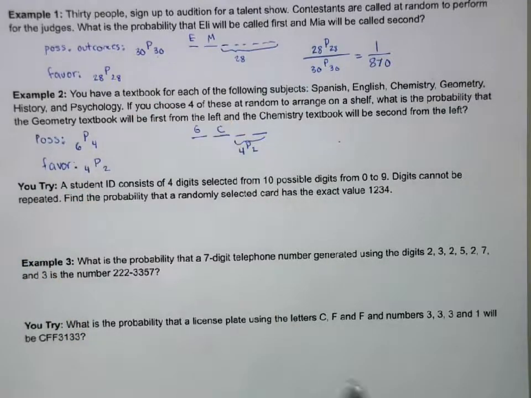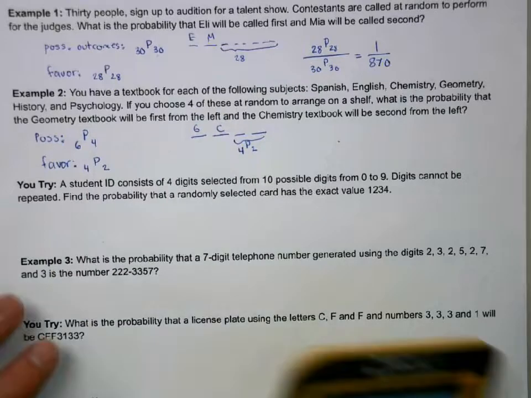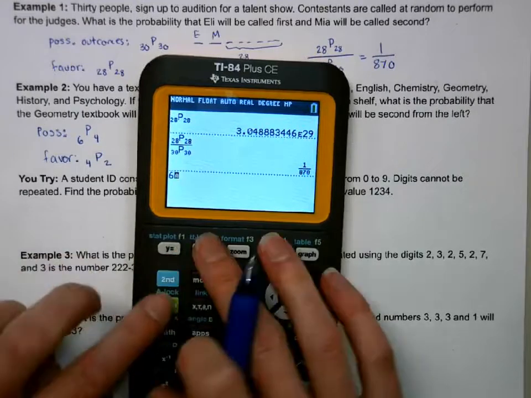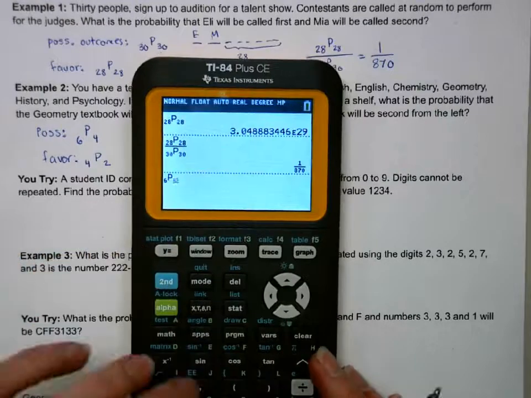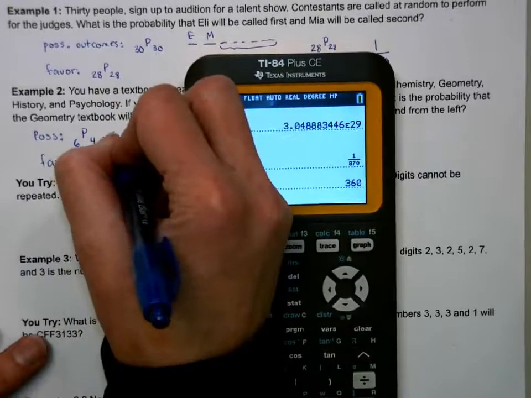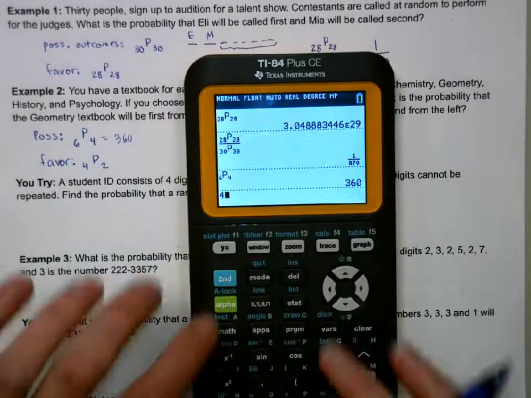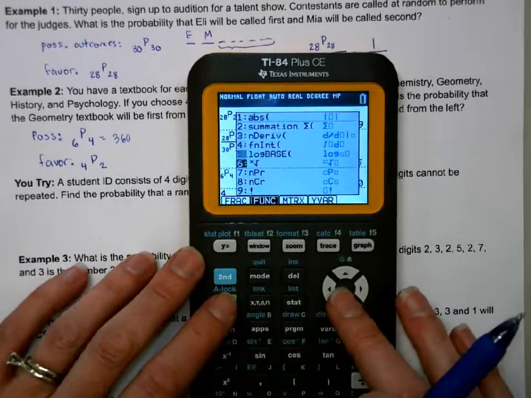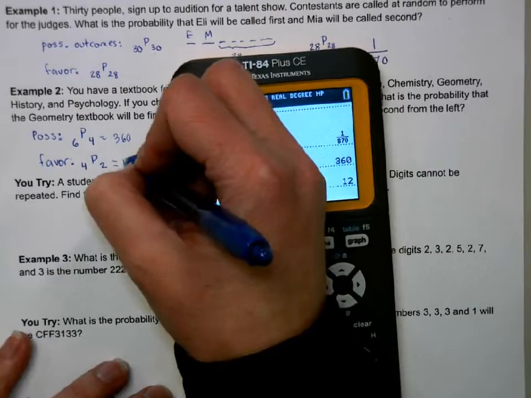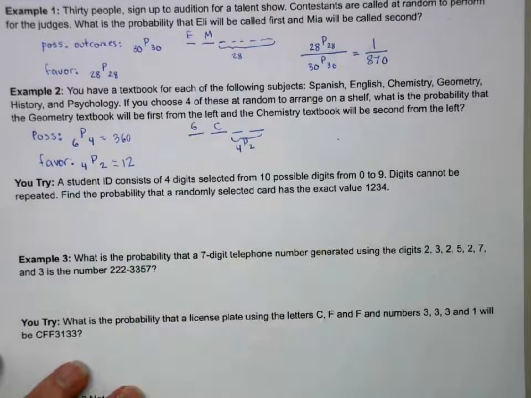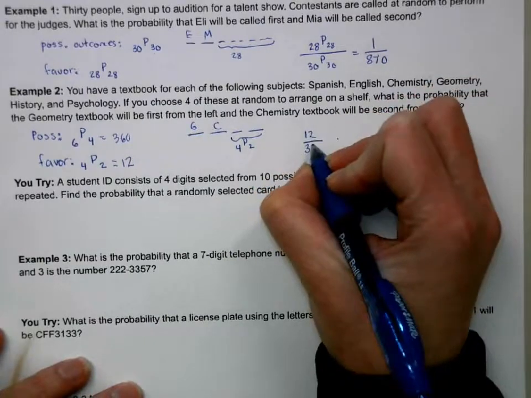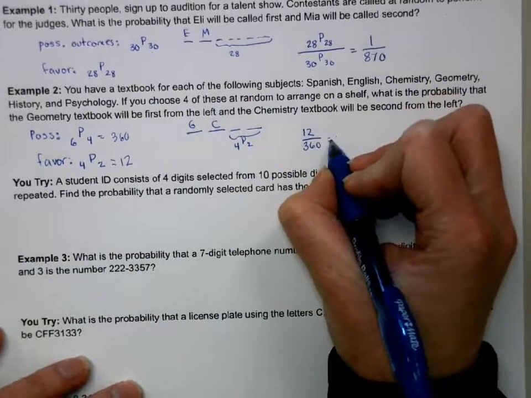Okay, we can go ahead and calculate those. Those will be significantly smaller. So just to show you, if we do 6P4, that gives us 360. And then 4P2 is 12. So we can do it like that. So my favorable is 12, my possible is 360. That reduces to 1 over 30.